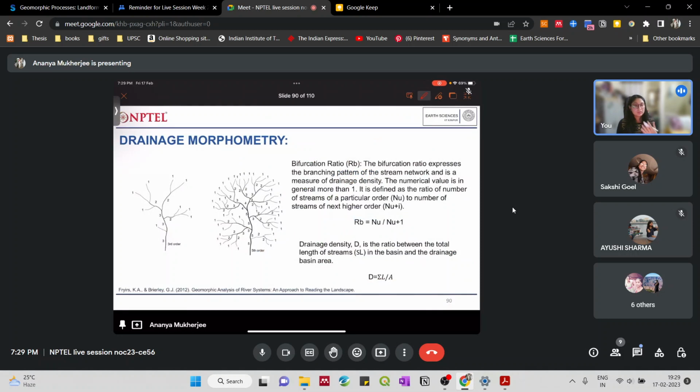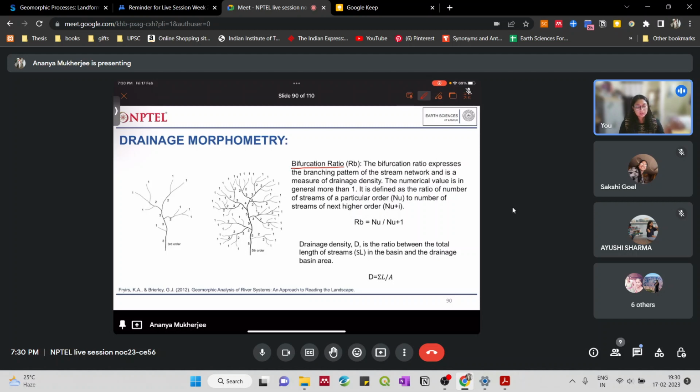Now we come to another important aspect of fluvial geomorphology, that is the drainage morphometry. One of the important numerical terms is the bifurcation ratio. What is a bifurcation ratio? It expresses how much a river or a stream or channel has branched out during its evolution. It is going to give you an understanding of how dense the drainage system is. We call it the drainage density.